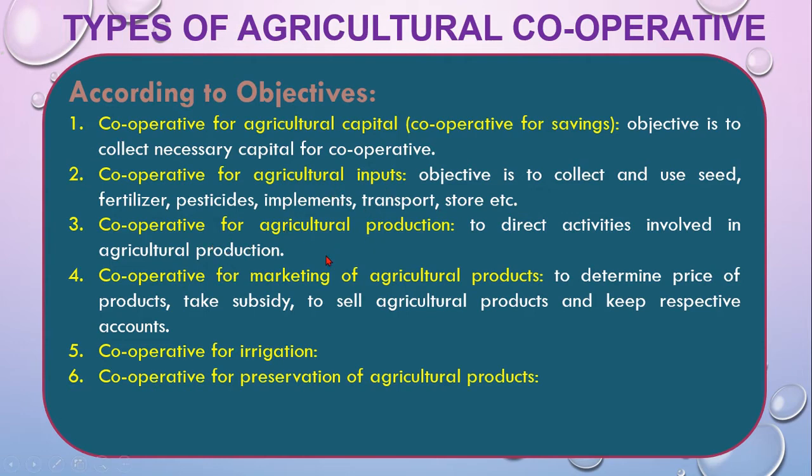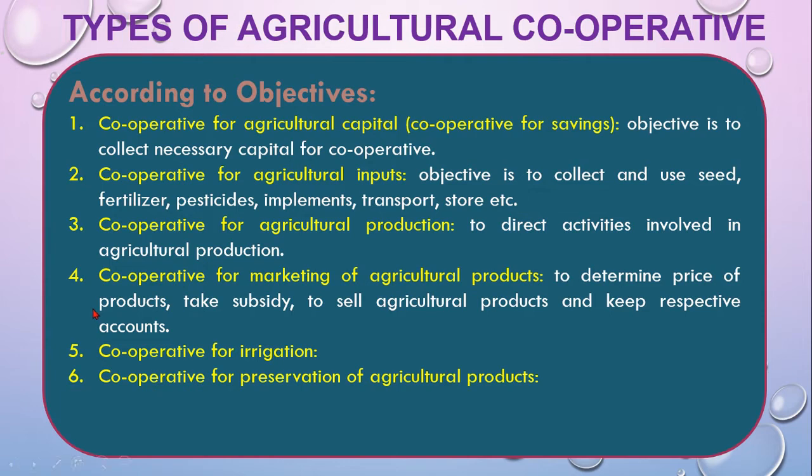Next one is agricultural product. In these cooperatives they can be directly involved in activities with agriculture products. For example, the farmers who cultivate rice can form a cooperative which is called rice cooperative. The farmers who produce mango can form a cooperative which is called the mango farmer cooperative, this type of product.